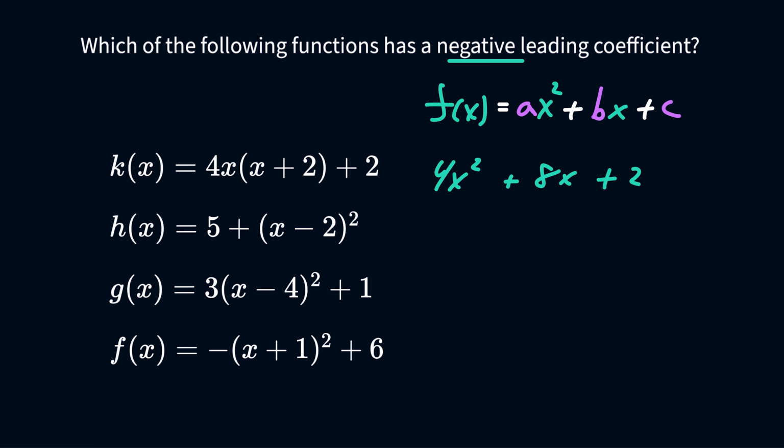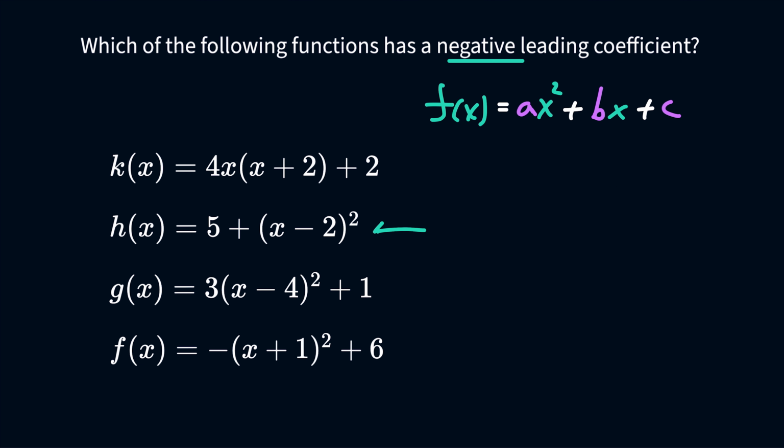So as you can see now, this is in standard form. This matches this perfectly, where the a value is positive 4, the b value is positive 8, and the c value then is positive 2. So this one does not have a negative leading coefficient. By negative leading coefficient, remember we mean the a value. So that choice is out.